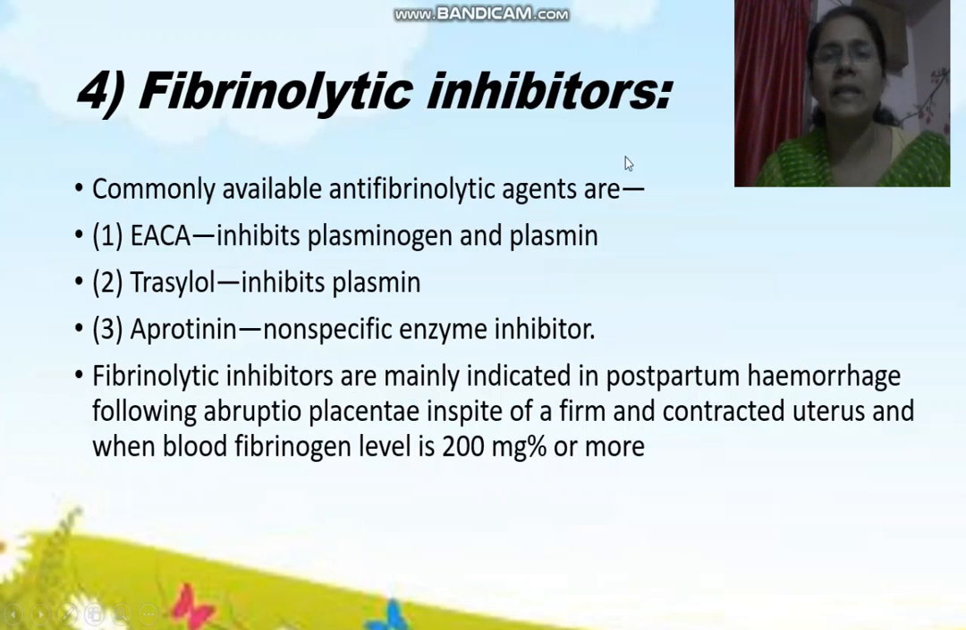Next are fibrinolytic inhibitors. So commonly available antifibrinolytic agents are EACA, which inhibits the fibrinogen and plasmin, tranexamic acid that inhibits plasmin, and aprotinin, that is a non-specific enzyme inhibitor. So all these are the main antifibrinolytic agents. The fibrinolytic inhibitors are mainly indicated in postpartum hemorrhage following abruptio placentae in spite of a firm and contracted uterus and when blood fibrinogen level is 200 mg or more. That is when fibrinolytic inhibitors can be provided.